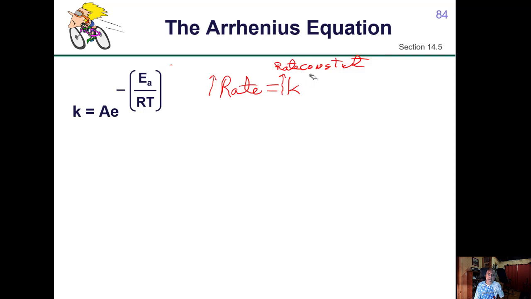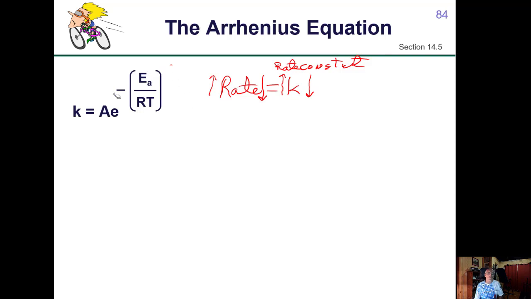If I have a way to decrease the rate constant K, it's a direct relationship. That's going to decrease the rate of the reaction. They are directly related to each other. So you know how that works. If you change one variable in one direction, you change the other variable in the same direction.